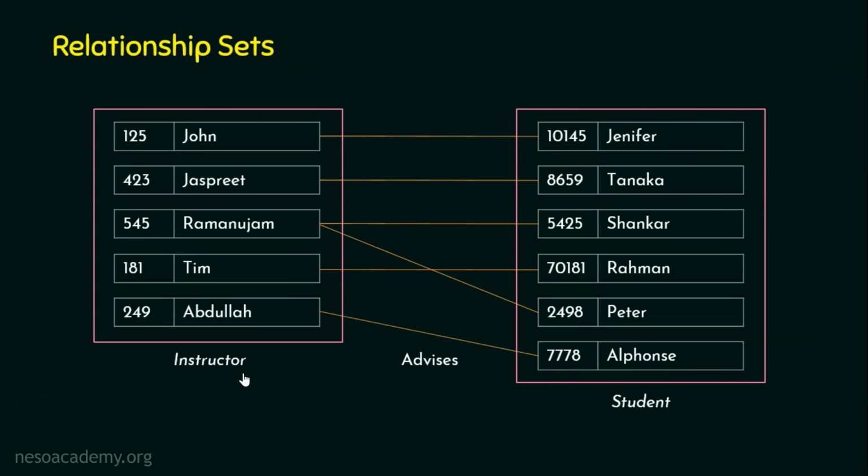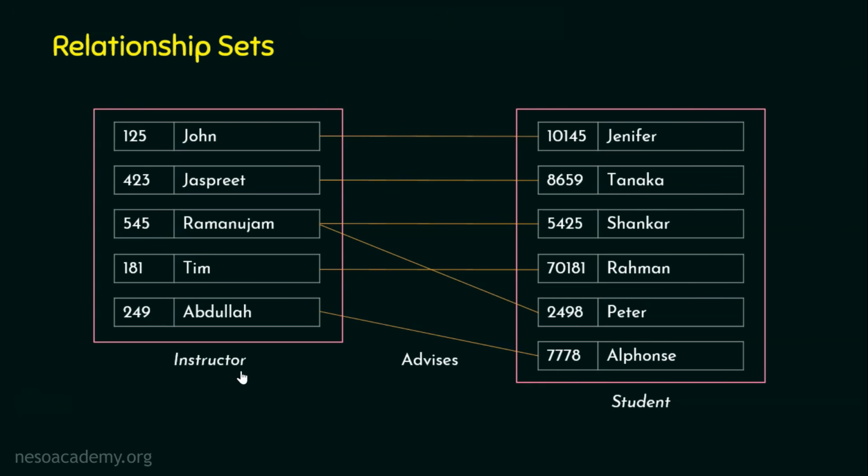So here, what is the role of the instructor? The role of the instructor is advises in what set? The advises relationship set. So that's what we have seen. In the relationship set, the entity set will be taking a role. Here, the role that it is taking is advises. So there are multiple roles we can define. Say this instructor is having an advises relationship with the student entity set.